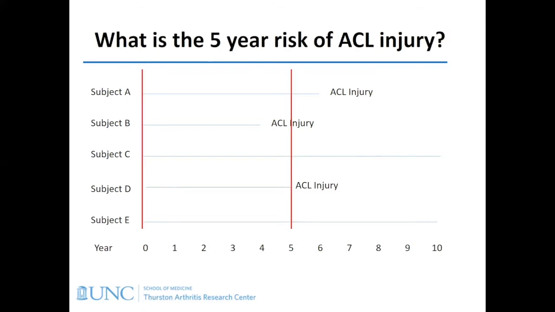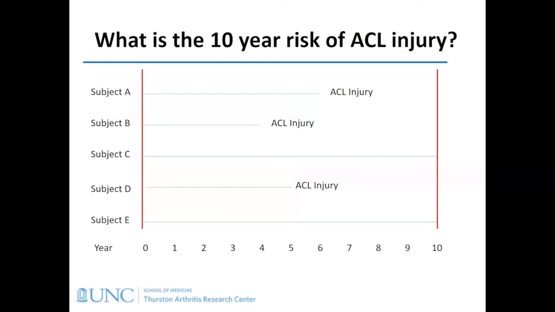So if we were interested in the 5-year risk of ACL injury, what we would see here is that we have 2 individuals who have ACL injury. So we would count the new cases that occurred and then divide them by the total sample. And we would say that the incidence or the risk is 40% over 5 years. So always saying that time period.